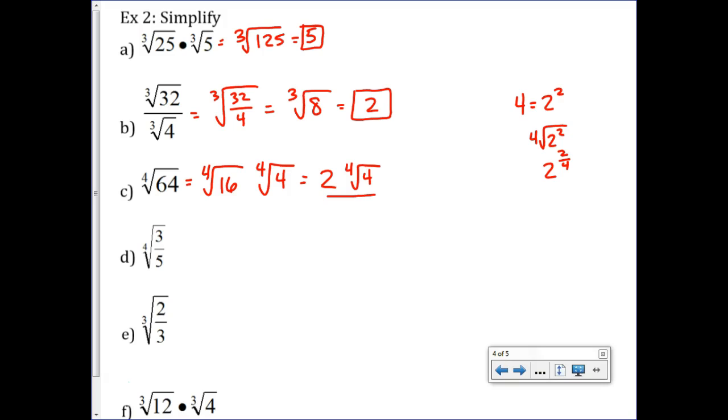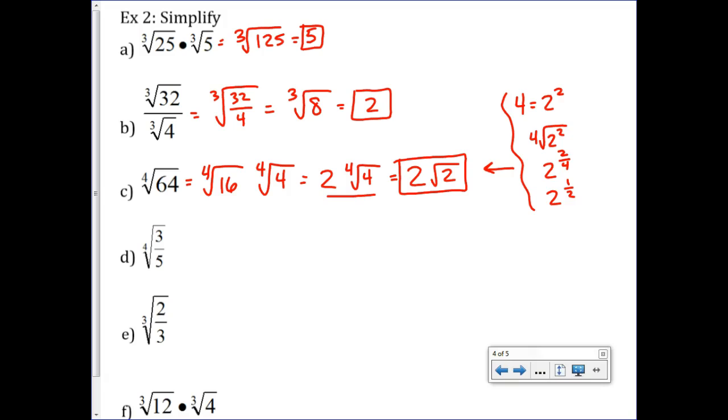Well, 2 over 4 will reduce. So 2 over 4 is the same as 1/2. And what is the 1/2 power? That's a square root. So now I have 2 square root of 2. Because of all of this simplifying that we just did to get there. That's something we can definitely go over in class if you want to see another example of that.